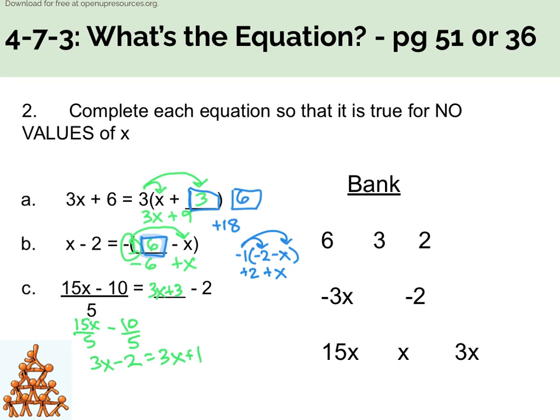But notice how I can put something in that blank. I still need my 3x. So I could do 3x plus 6. I could do 3x plus 3. But remember, I still need that 3x on both sides of the equation. But we have to make it so that this end number here is not the same as -2.